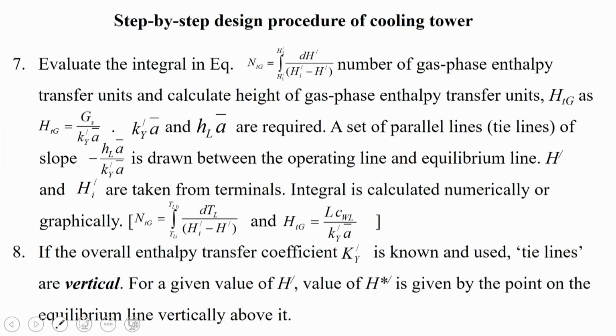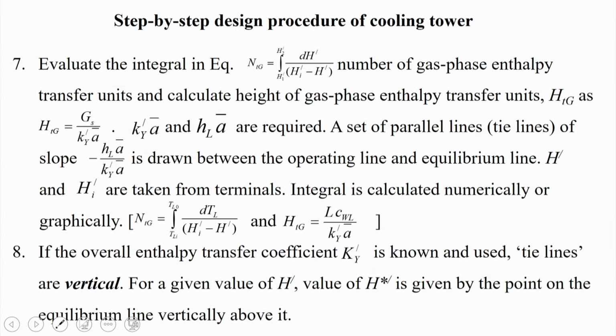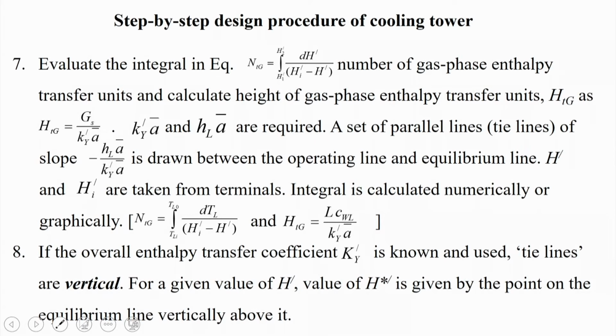So, a set of parallel lines of the slope minus HL into A bar by k y prime into A bar is drawn between the operating line and the equilibrium line, just like this shape, all the parallel lines like this. H prime and H I prime are taken from the terminals, and the integral is calculated numerically, or graphically.